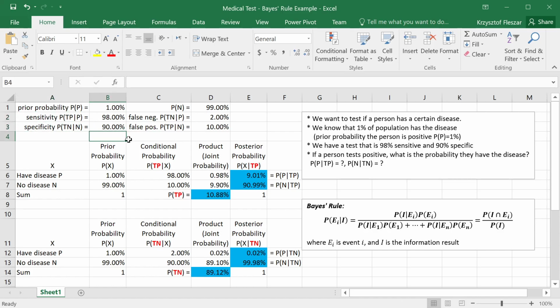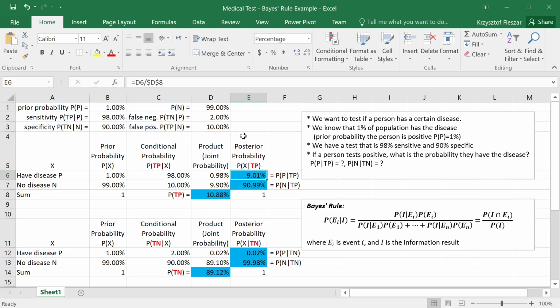When could it be useful? Well, if we know there's a very small chance that the person actually has the disease, meaning the prior probability is only 1%, the test is not going to be very useful, because after testing, we still know that the probability of the person having the disease is very small.